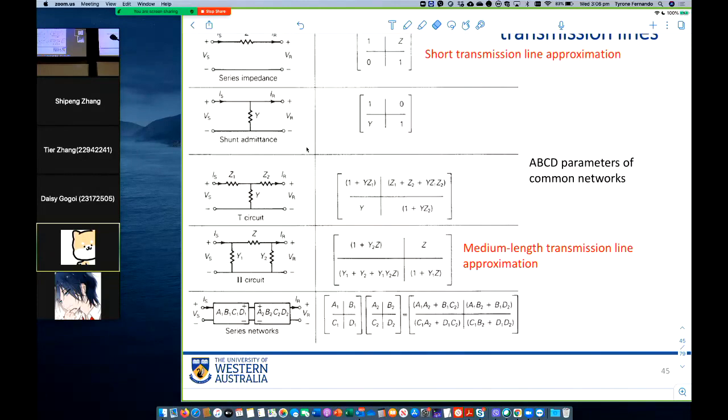It's a convenient way to actually find the sending end voltage and current when you know the receiving end voltages and currents, right? Okay.